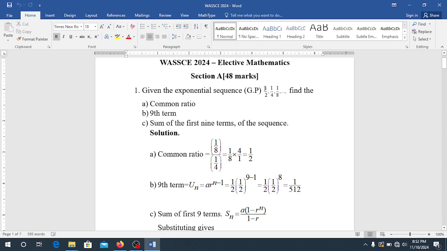a is the first term, which is half, r is the common ratio we have also gotten to be half, and then n is 9, and we substitute them here. 9 minus 1 will give us 8. If I simplify all this, I'll get 1/512 as the 9th term.